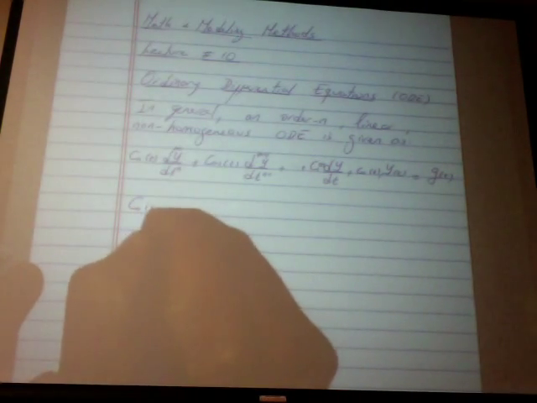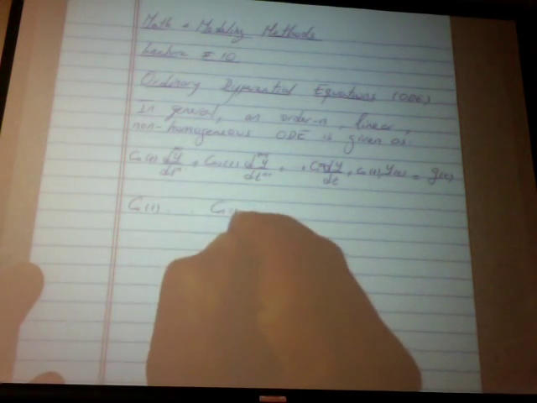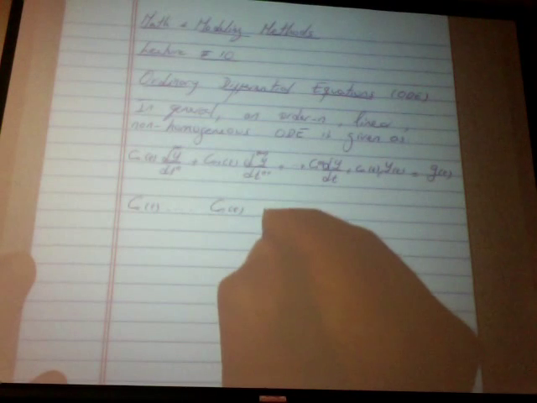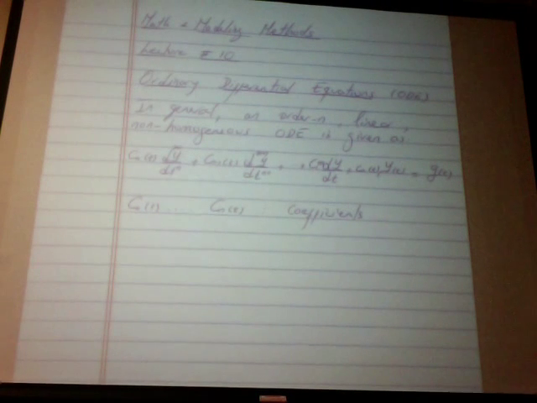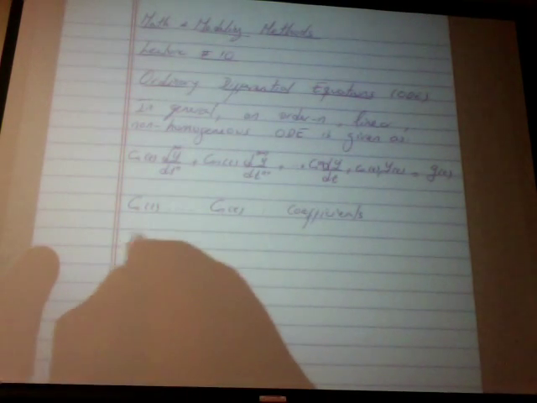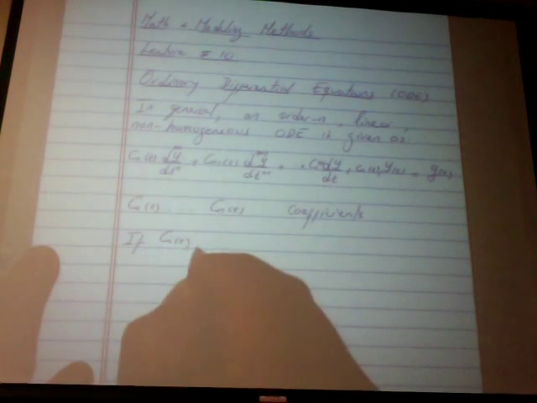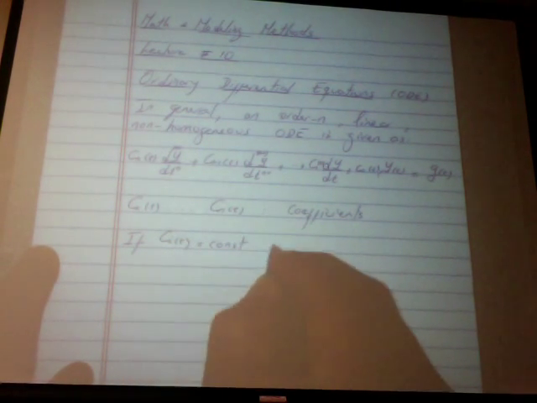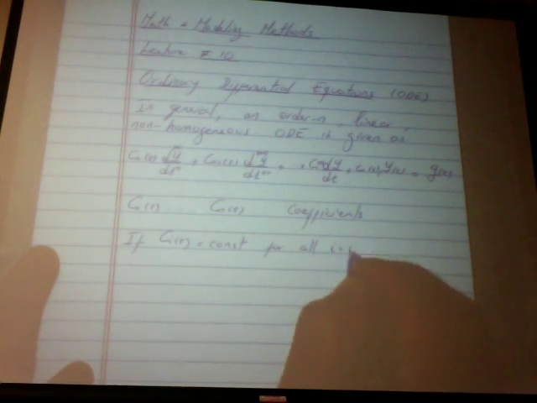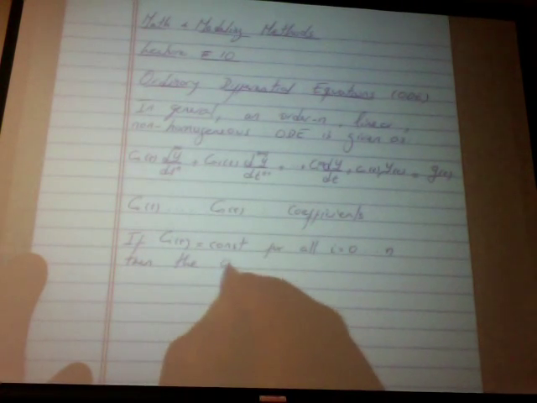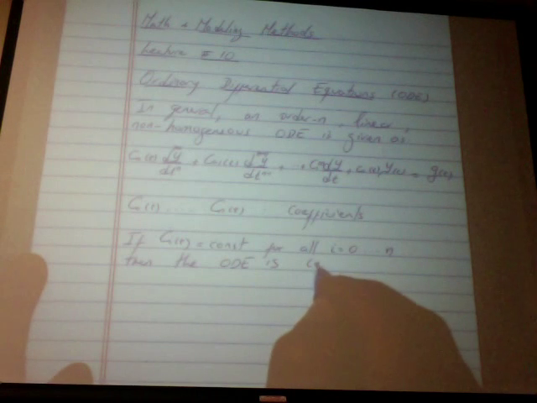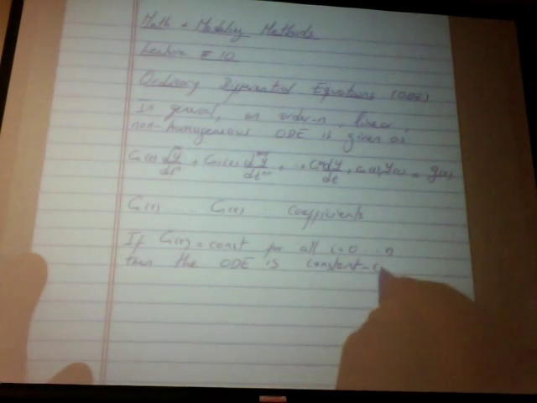So we call c0 of t all the way to cn of t coefficients. These are the coefficients that linearly relate the different variables or the different order derivatives. So if ci of t is equal to a constant for all i from 0 to n, then the ODE is constant coefficient.